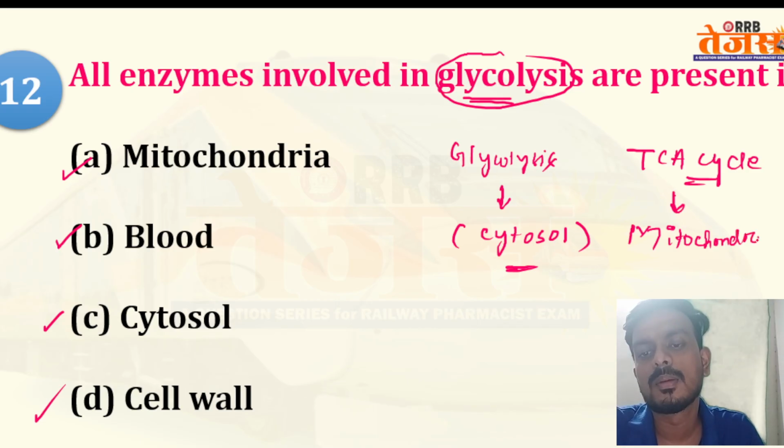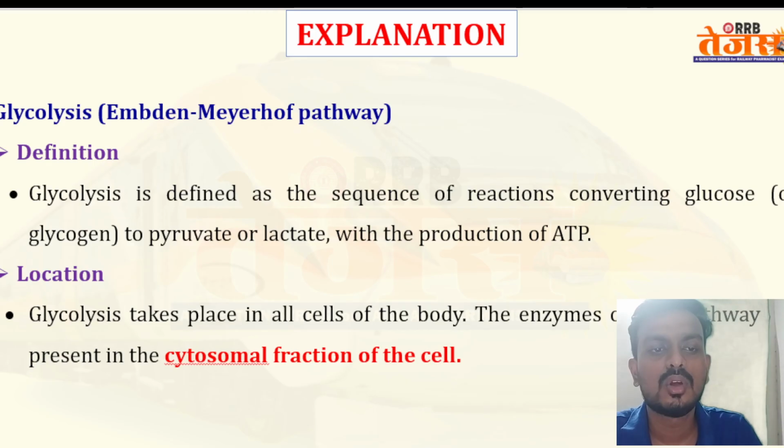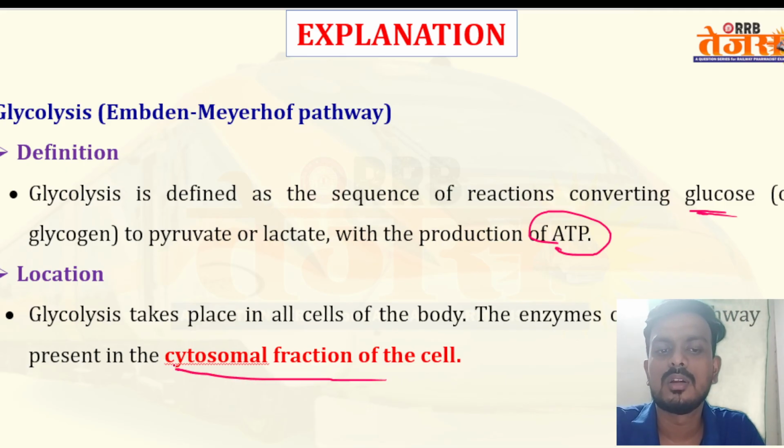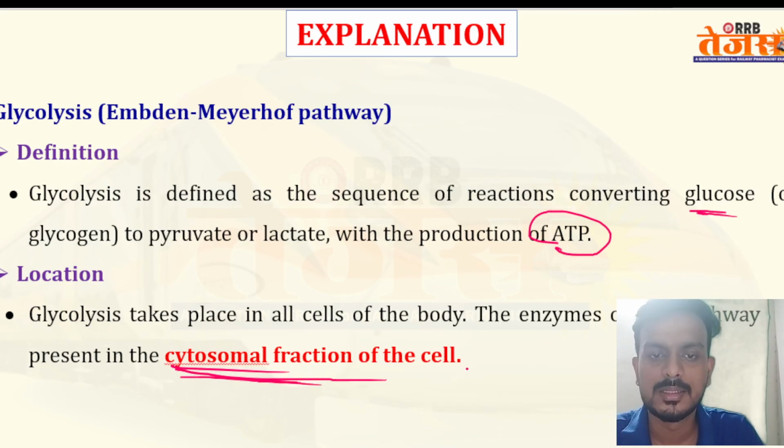In mitochondria. You have to remember like this. Okay, your correct answer is cytosol. So glycolysis is defined as a sequence of reactions converting glucose into pyruvate or lactate with production of ATP. The glycolysis takes place in cells of the body. The enzymes of this pathway are present in the cytosolic fraction of the cell.